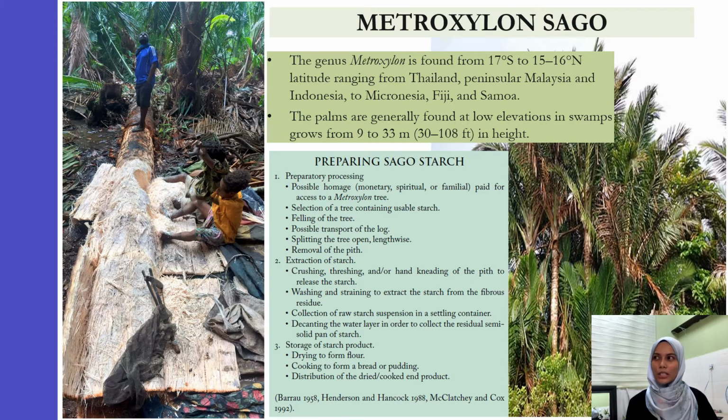And then the raw starch suspension will settle in the container, and decanting of the water layer will give a semi-solid pan of starch. And then this semi-solid starch will be dried for a few minutes before it is taken to the end user for cooking or other industrial purposes.